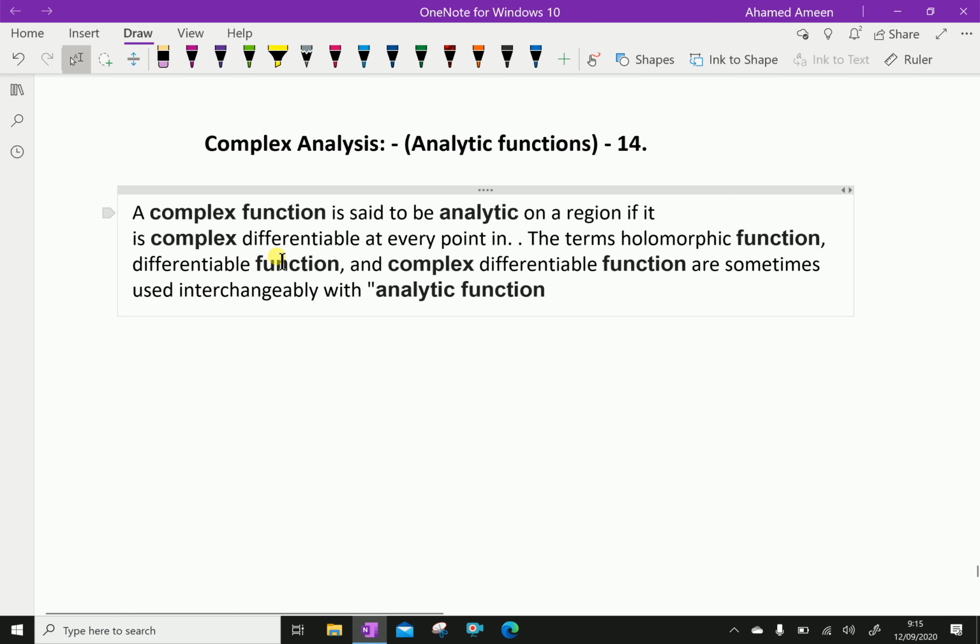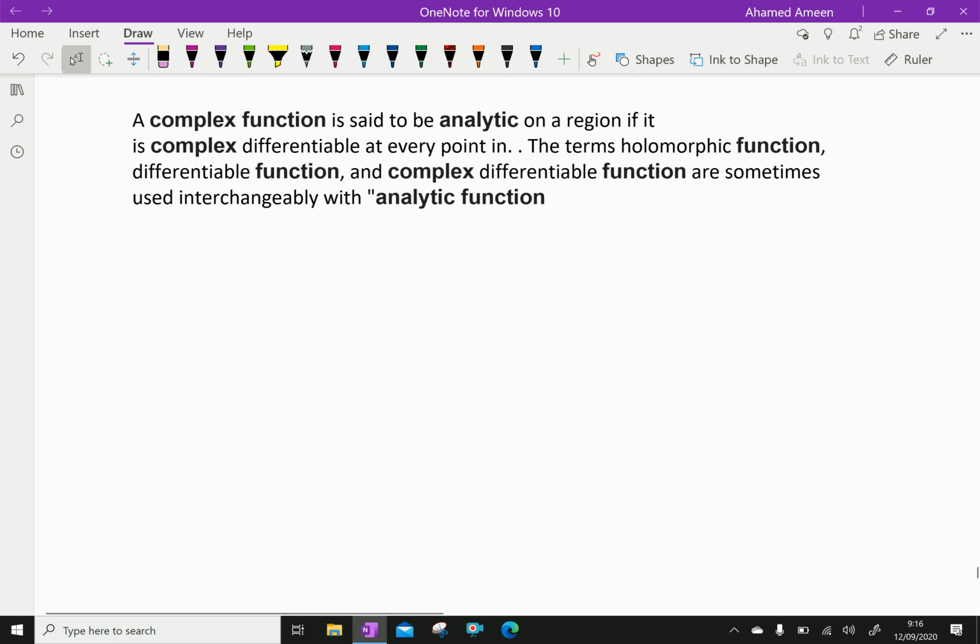A complex function is said to be analytic on a region if it is complex differentiable at every point in it. The terms holomorphic function, differentiable function, and complex differentiable function are sometimes used interchangeably with analytic function.